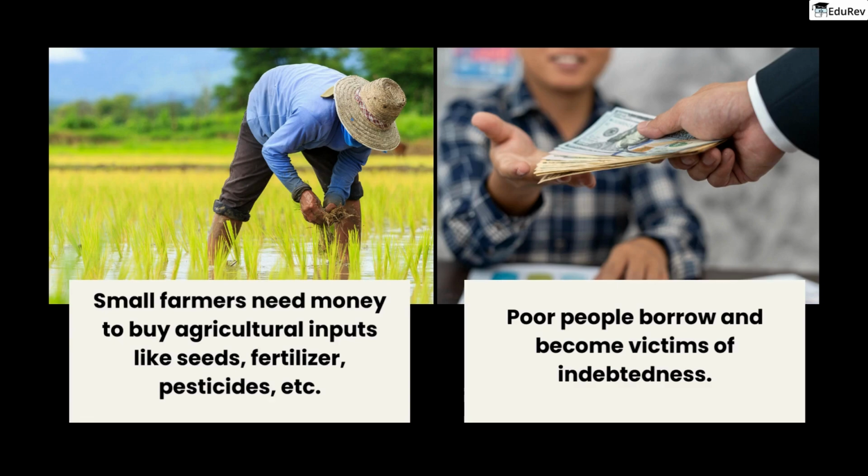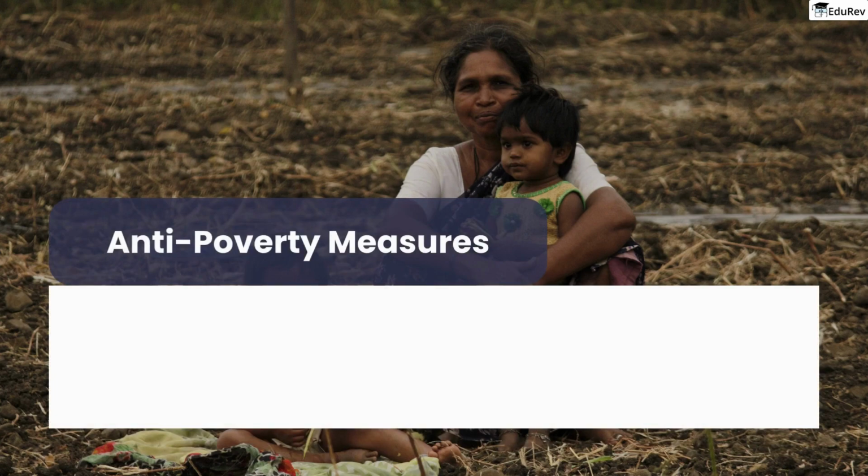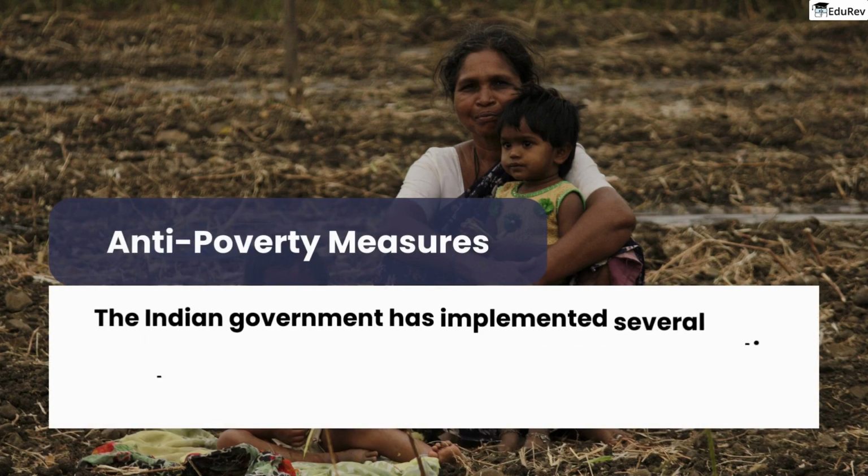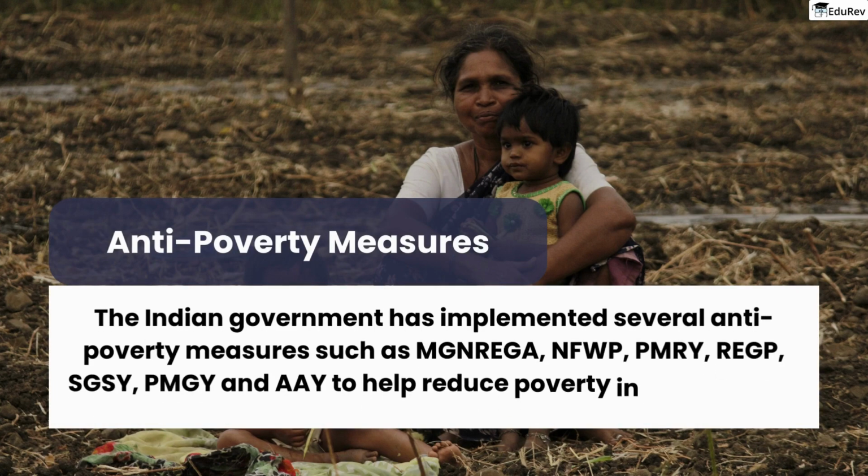Now, do you know what measures the government has taken to fight poverty? Let's find it out in our next topic, which covers anti-poverty measures. The Indian government has implemented several anti-poverty measures to help reduce poverty in the country. Let's take a closer look at each of these measures.